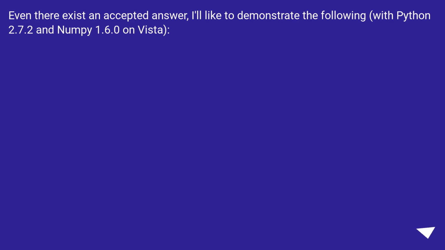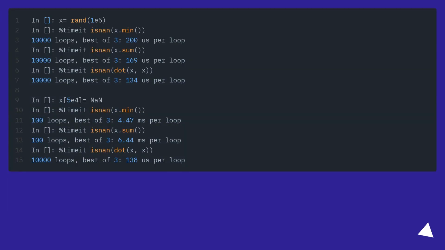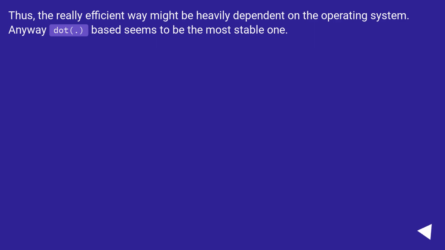Even though there exists an accepted answer, I'd like to demonstrate the following, with Python 2.7.2 and NumPy 1.6.0 on Vista. Thus, the really efficient way might be heavily dependent on the operating system. Anyway, dot based seems to be the most stable one.